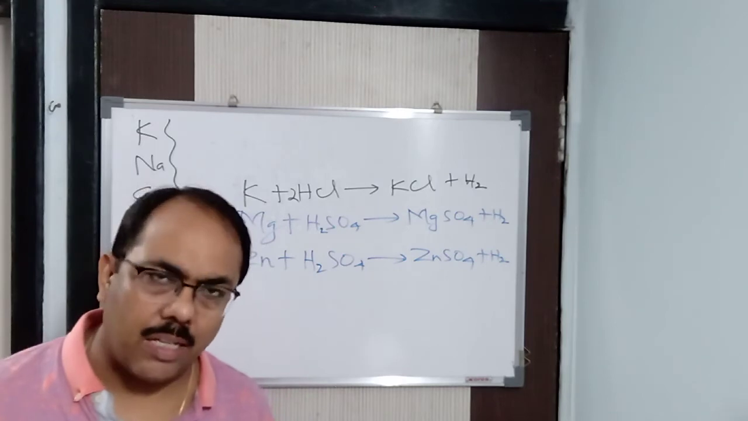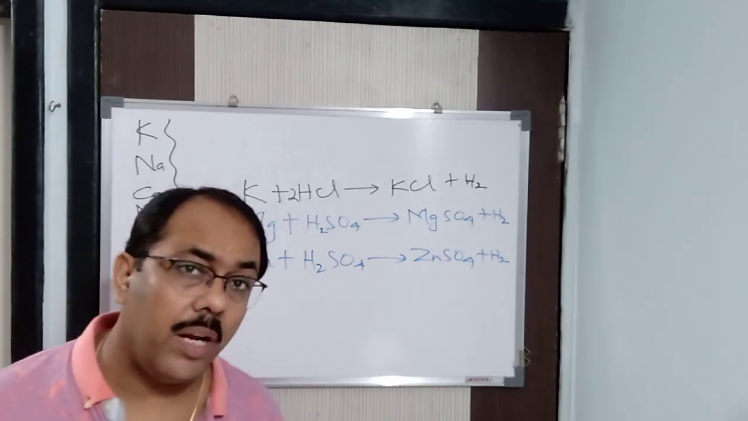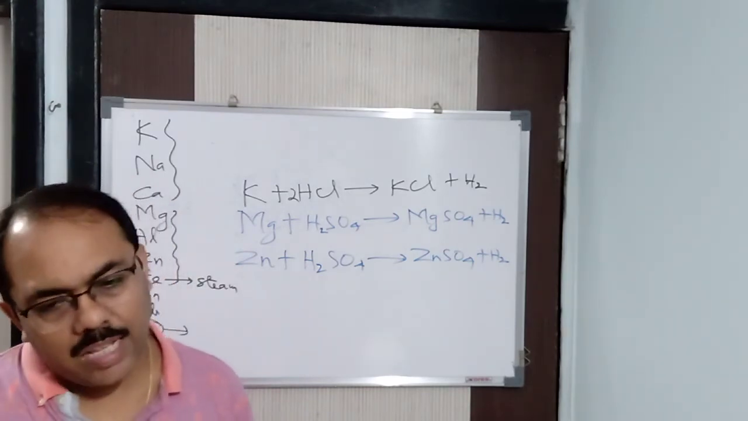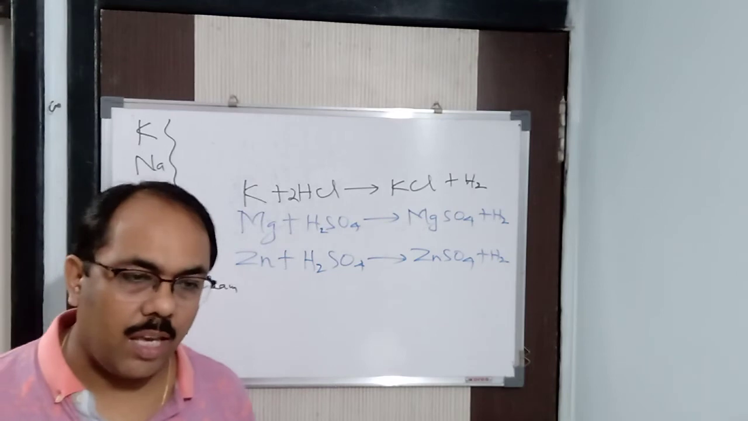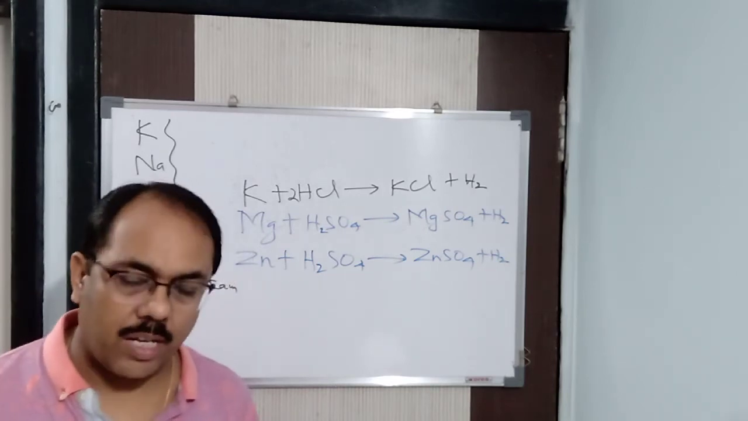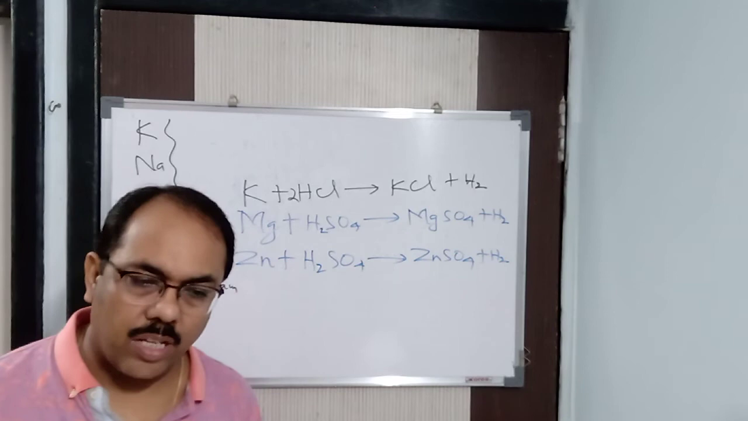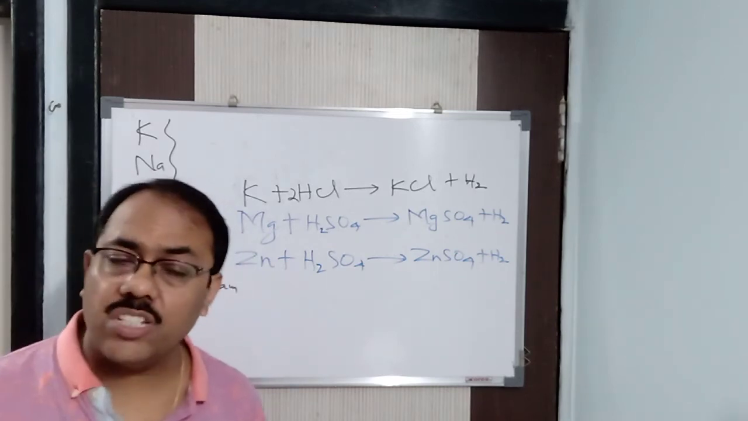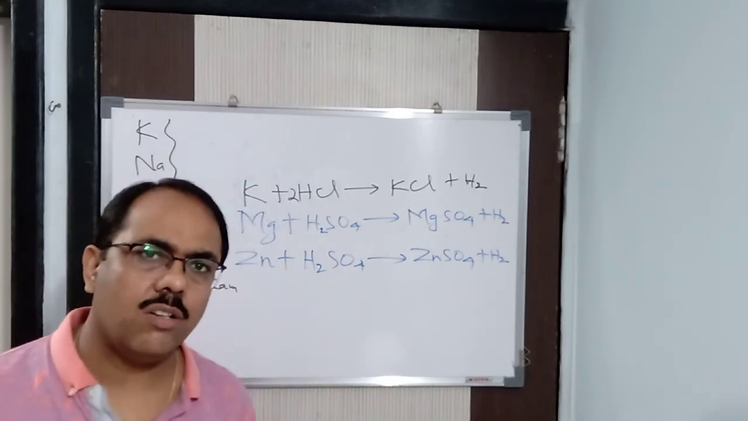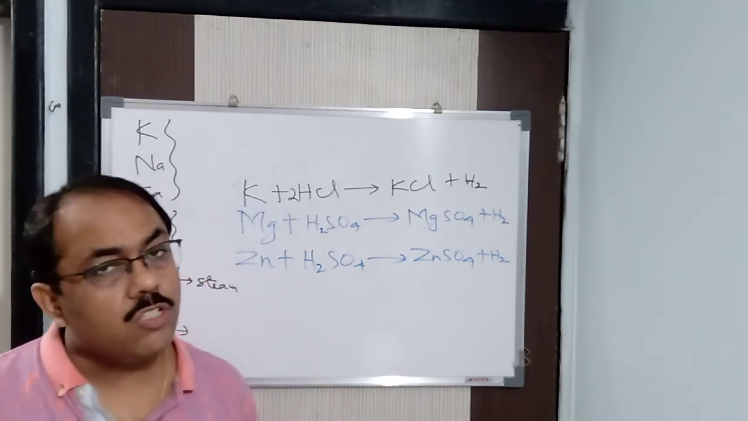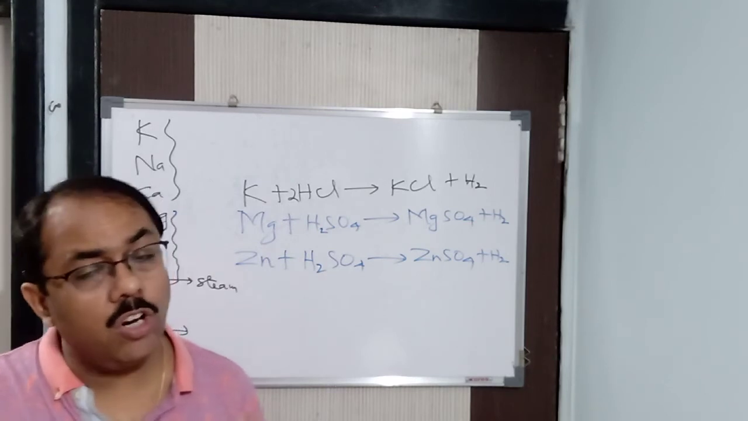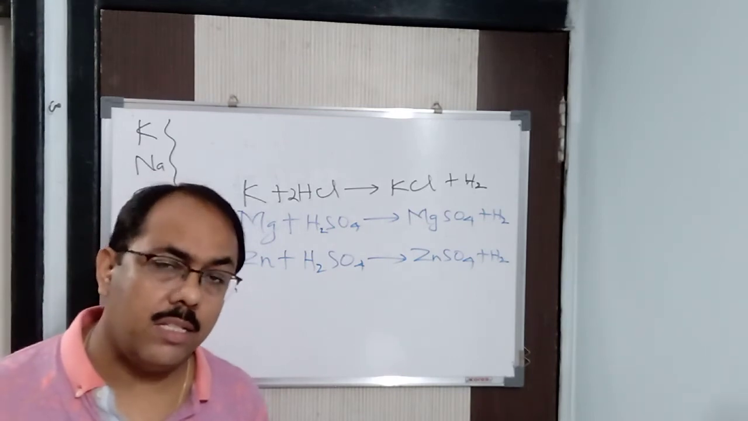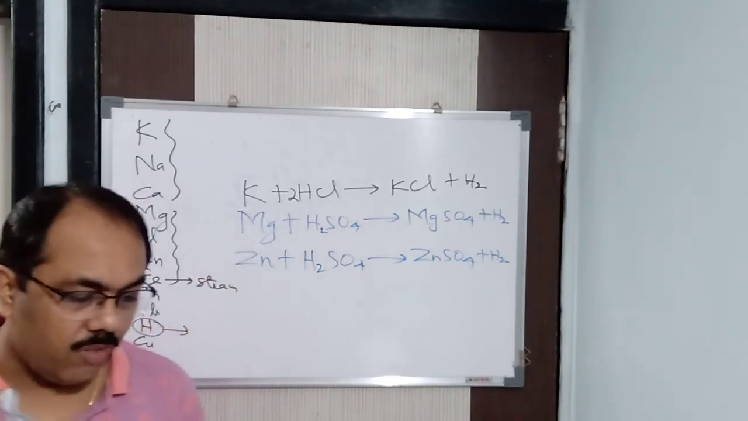Then magnesium and manganese react with very dilute nitric acid to liberate hydrogen gas, only these two metals. Why not other metals? Because other metals will react with nitric acid and not liberate hydrogen gas. Nitric acid is a strong oxidizing agent. It gives you nascent oxygen. This nascent oxygen reacts with hydrogen to give you water. So you will not get hydrogen; you will get water instead. Only magnesium and manganese with very dilute nitric acid will give you hydrogen.